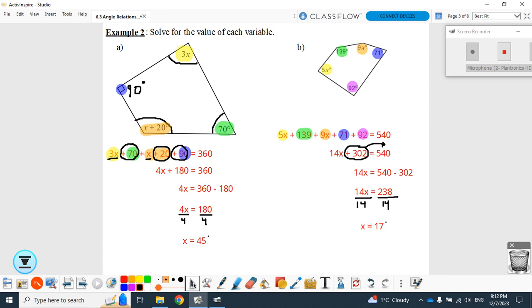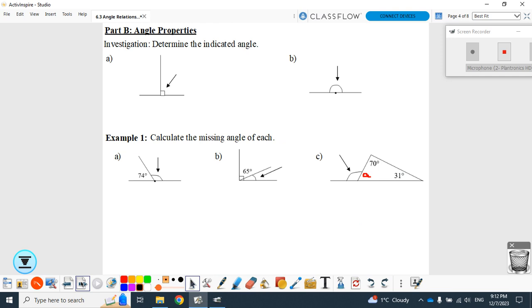Okay. Great. That's polygons, talking about the sum of the interior angles. We can use that to solve some problems. It's good stuff. Let's move on to the next phase. We got angle properties here. Now you might have seen these before, and if you have, that's great. Just be sure to follow along here because it does ramp up kind of quickly.